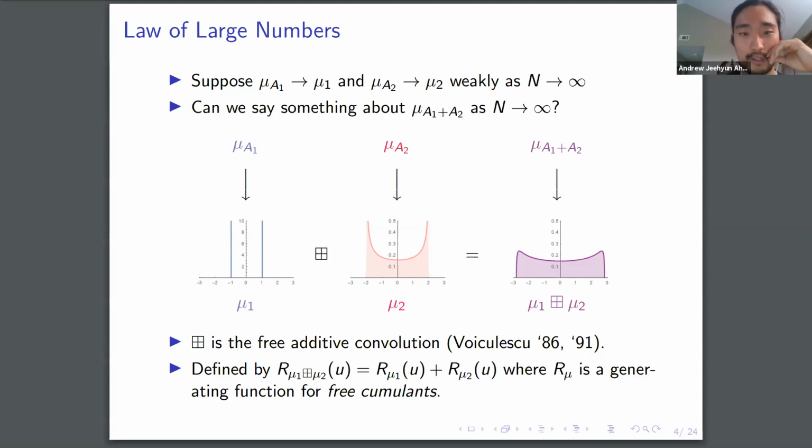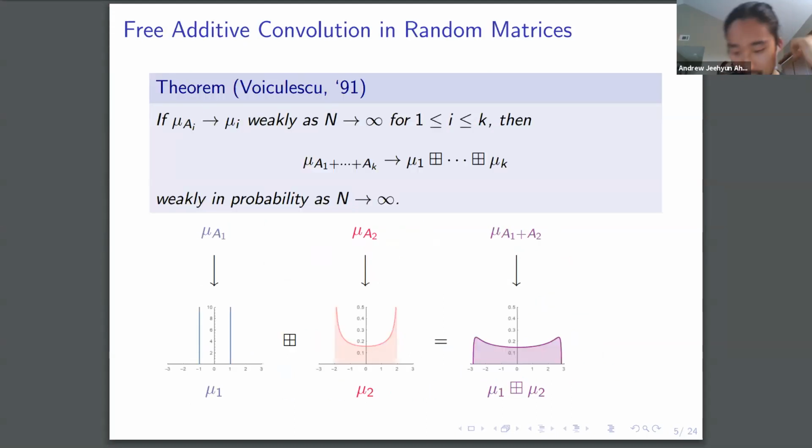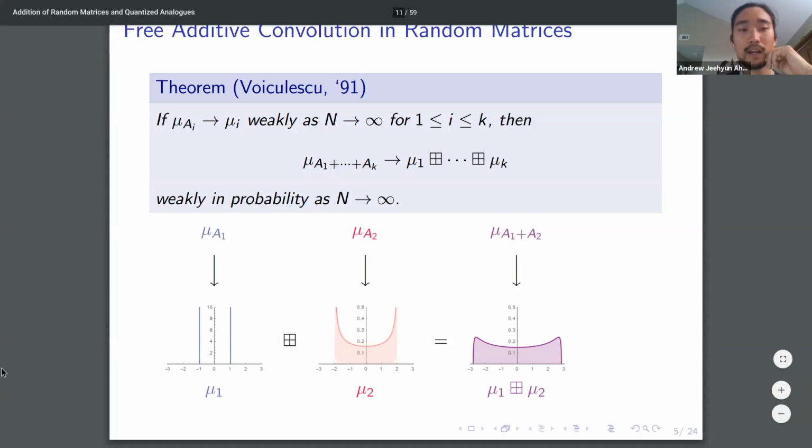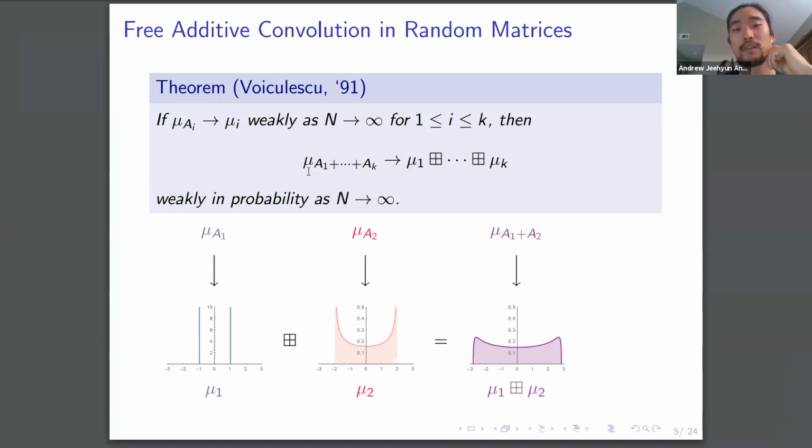Okay, so more generally, the statement is as follows. We have k summands, A1 through AK. If you assume that the spectral measures of the A sub i's converge to some mu sub i weakly as n tends to infinity, then the spectral measure for the sum of all the A_i's will converge to the free additive convolution of all these limiting measures. So this result basically just extends for all k.